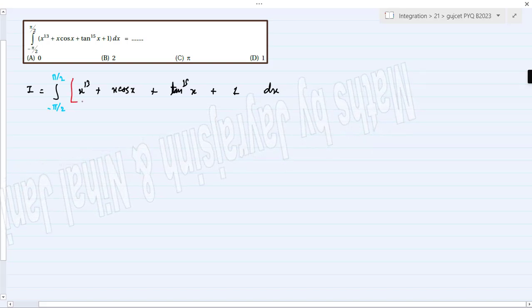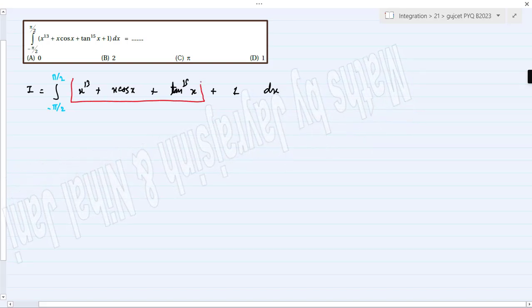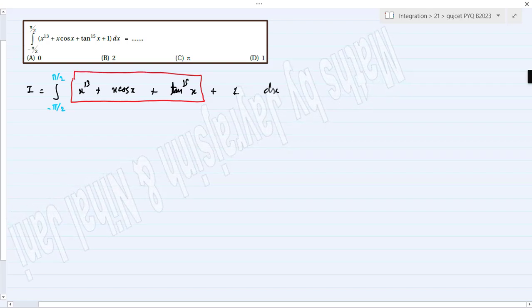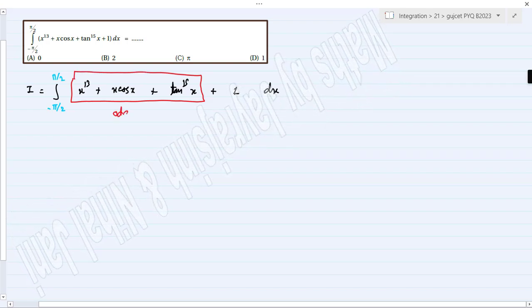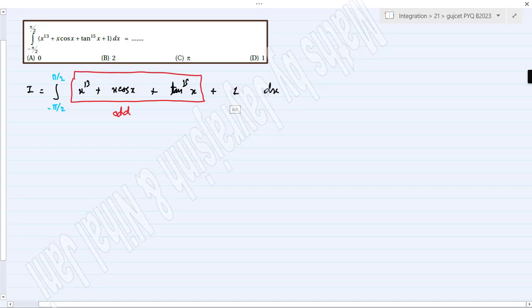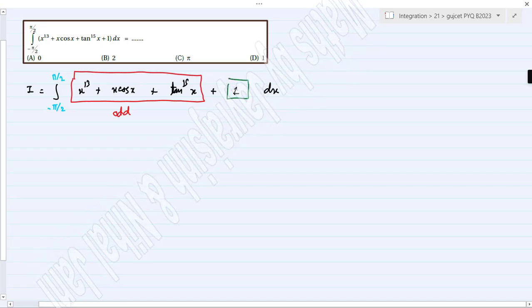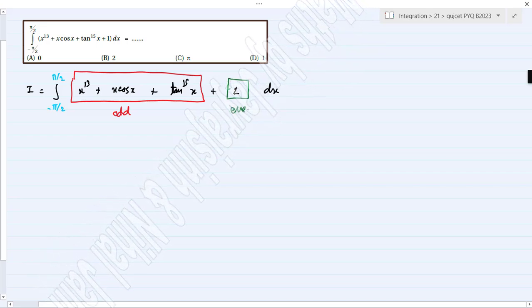See, the first 3 terms of the question are odd functions. Only the last term is an even function.